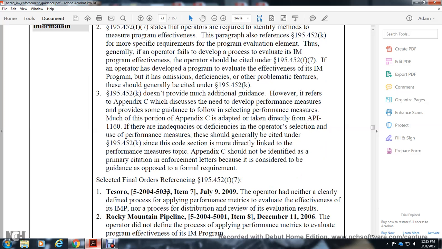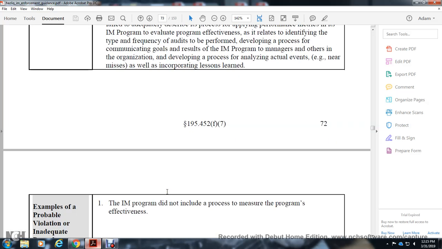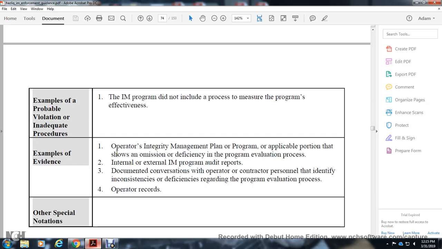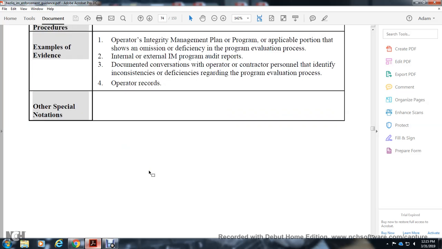Selection of final reference. Example of probable violation: inadequate procedure. The integrity management program does not include a process for measuring program effectiveness. Examples of evidence: the operator's integrity management plan or program, applicable portion, shows the deficiency of the program evaluation process; internal and external integrity management program audit reports; documented accounts from the operator's contractor personnel of inconsistencies and deficiencies regarding the program evaluation process; and operator records. Other special limitations: not noted.